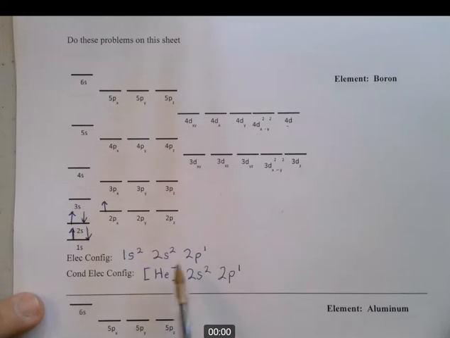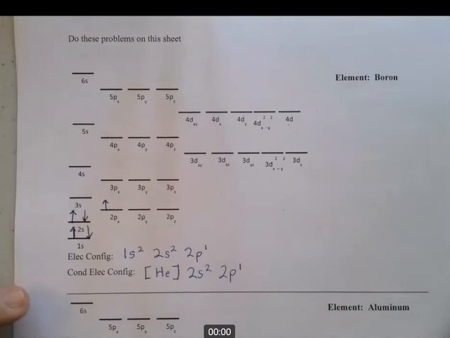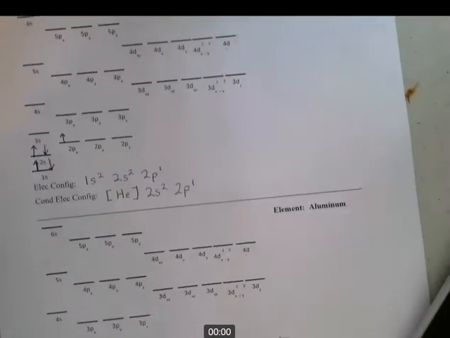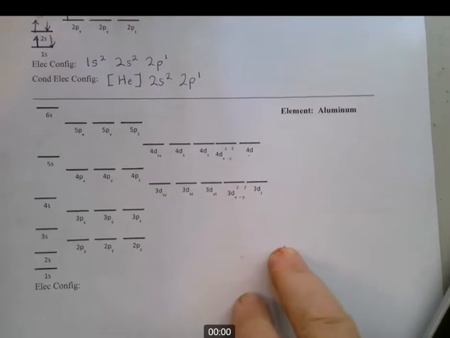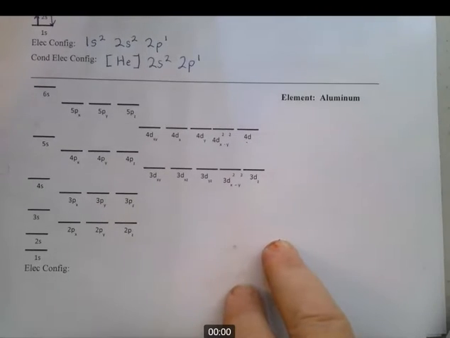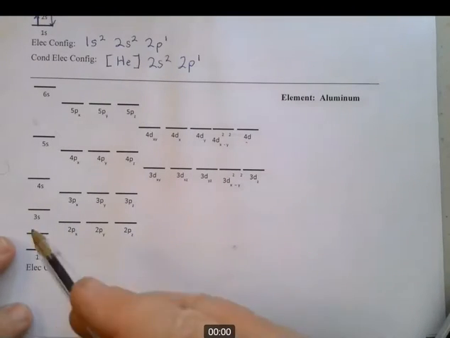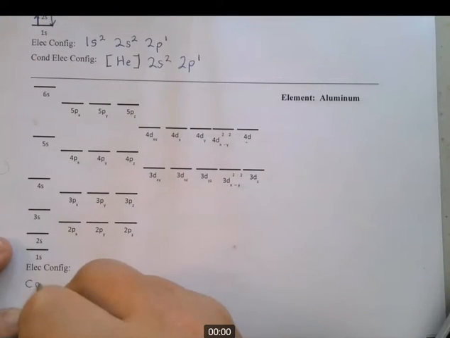As you can see in this example, it's not any shorter than the regular electron configuration, but as you get further down the periodic table, it'll make it a lot shorter if you use the condensed electron configuration. Okay, let's keep going, and now we're going to do aluminum. Down here somehow this got cut off, so you should write condensed electron configuration here.